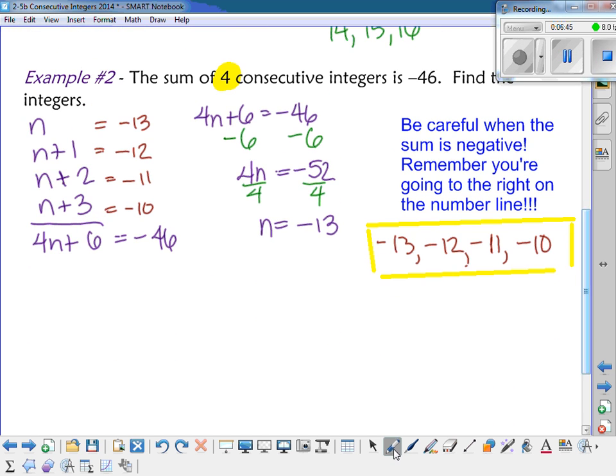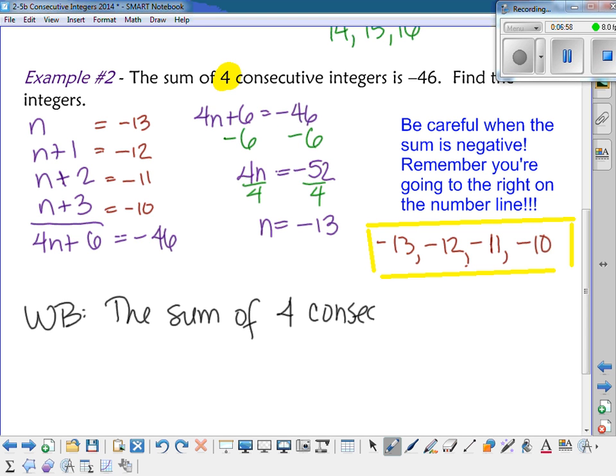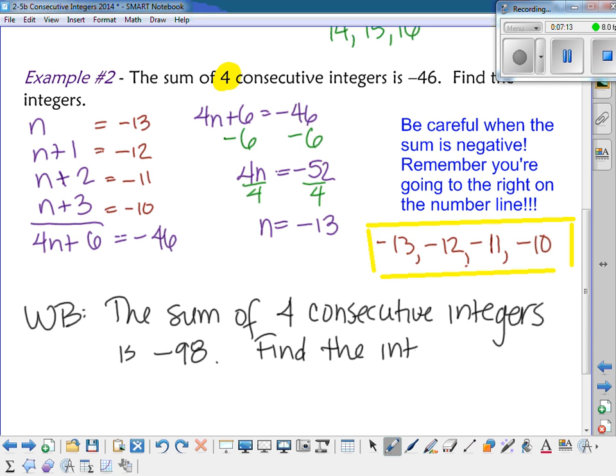All right, so I'm going to have one for you guys to do yourselves on your whiteboards. We're going to find the sum of 4 consecutive integers. This time is negative 98. Find the integers. The sum of 4 consecutive integers is negative 98. Find the integers.